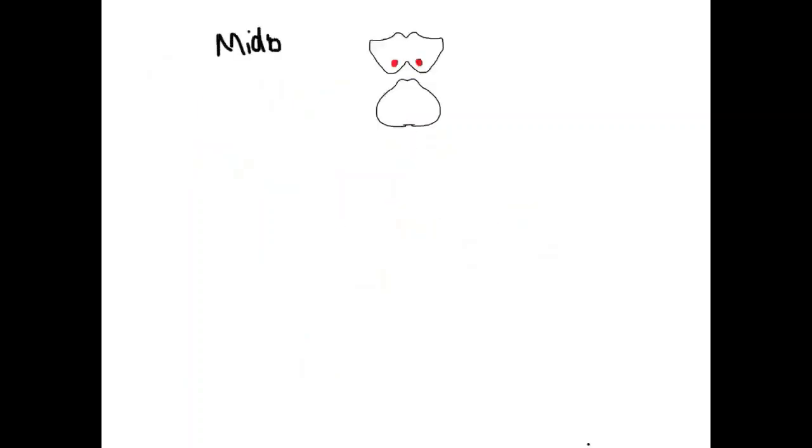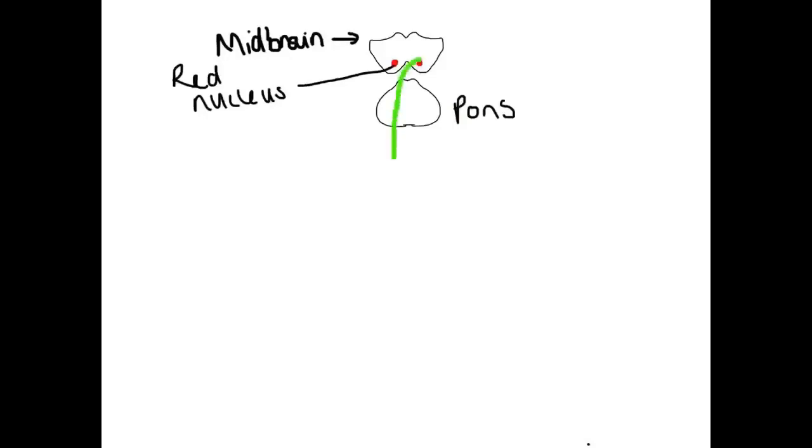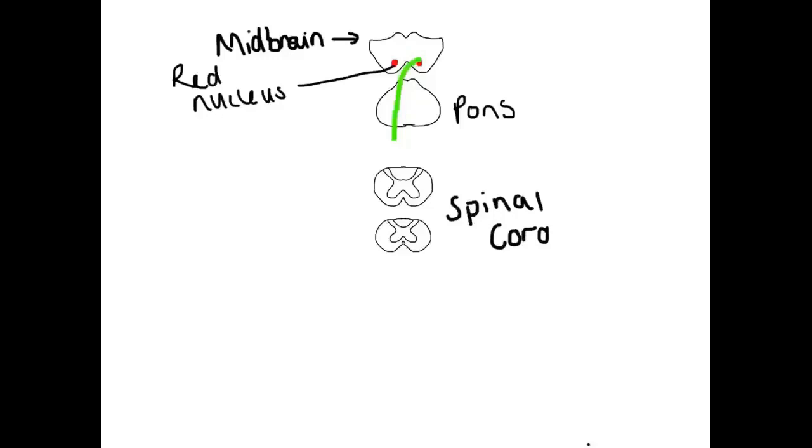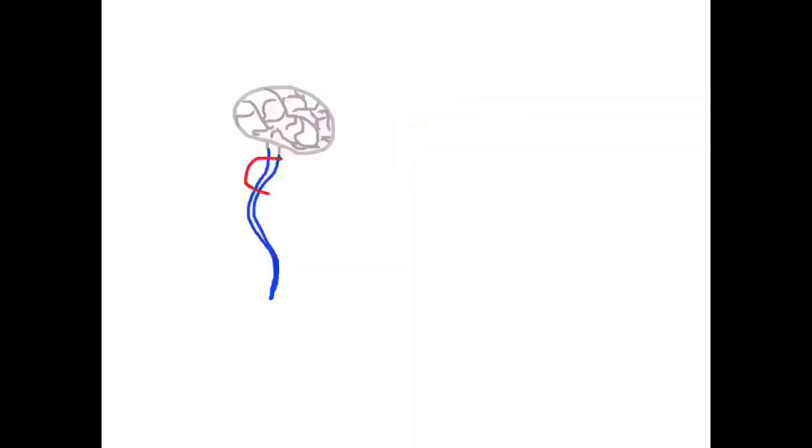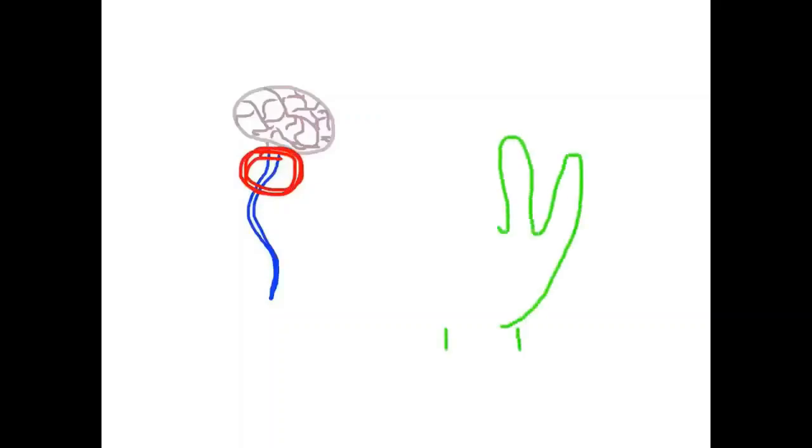The rubrospinal tract originates from the red nucleus, which is a midbrain structure that appears red on dissection due to lots of vascularisation. As the fibres come out from the red nucleus, they decussate, cross over to the other side, and then descend into the spinal cord, where it runs next to the lateral corticospinal tract. The tract then terminates in the upper cervical segments of the spinal cord.